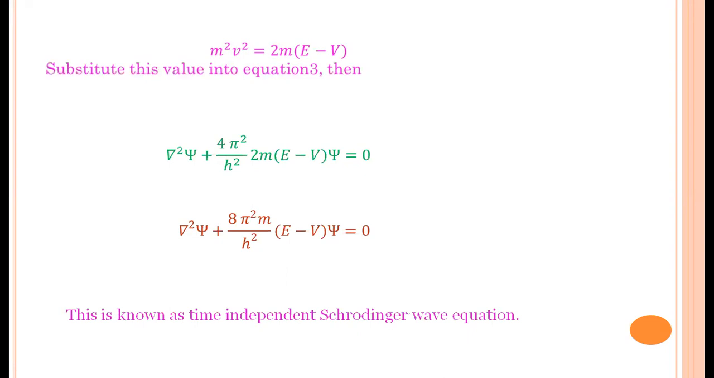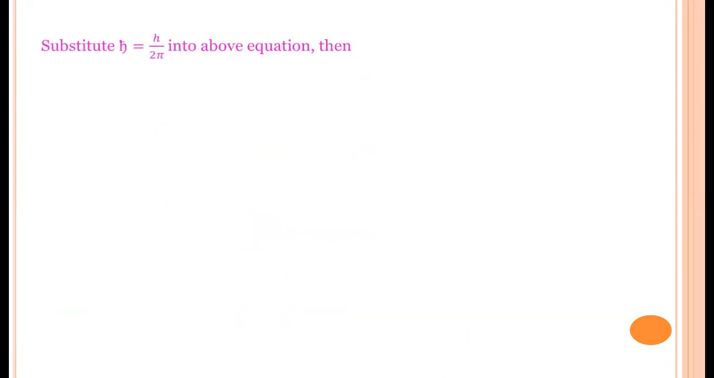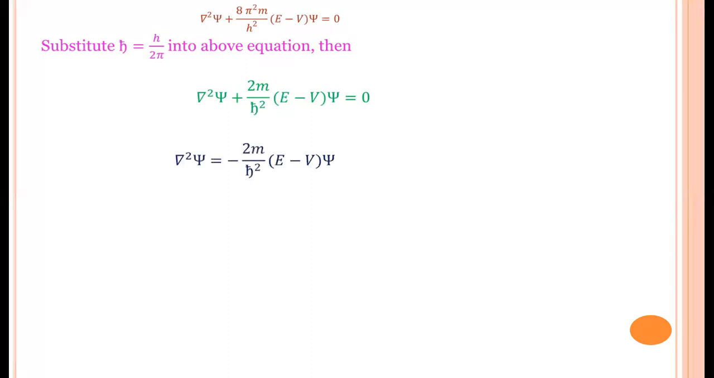But some scientists suggested that to reduce the size of this equation, ħ is equal to h by 2π. If this ħ equal to h by 2π is substituted into the above equation, that is ∇²ψ + (2m/ħ²)(E − V)ψ is equal to 0. This is another form of the Schrodinger wave equation.